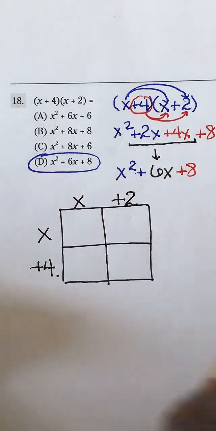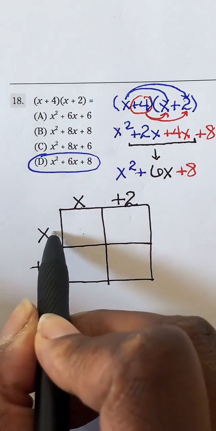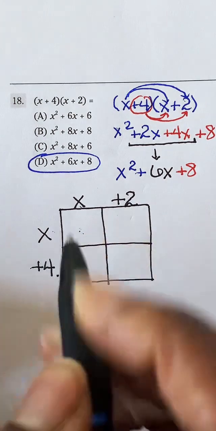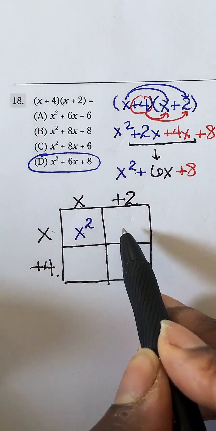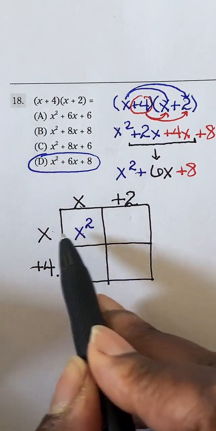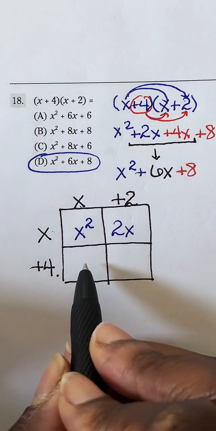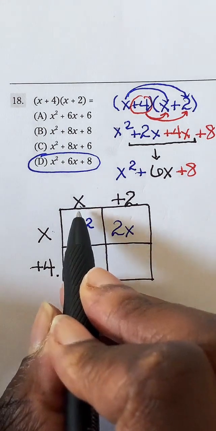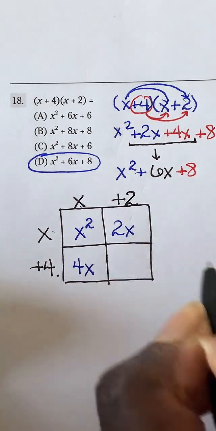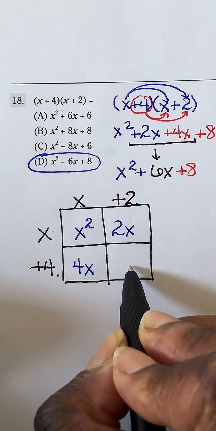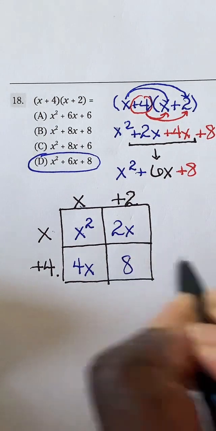In order to fill the boxes, you need to multiply. So to fill this box, I got to multiply x times x. Well, x times x gives me x squared. To fill this box, I need to multiply 2 times x. That gives me 2x. To fill this box, I have to multiply x times 4. And it's a positive 4, so it'll be positive 4x. And to fill this box, I got to multiply 2 times 4, which gives me a positive 8.